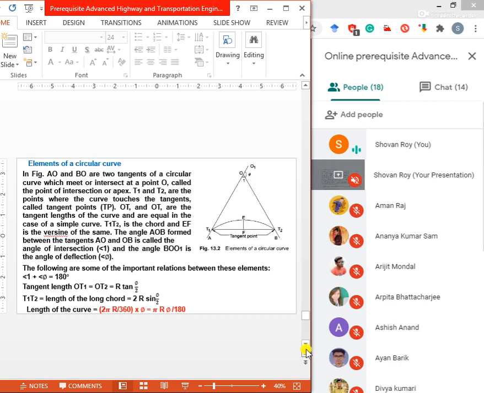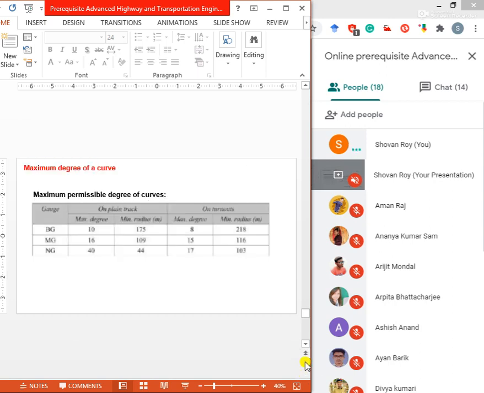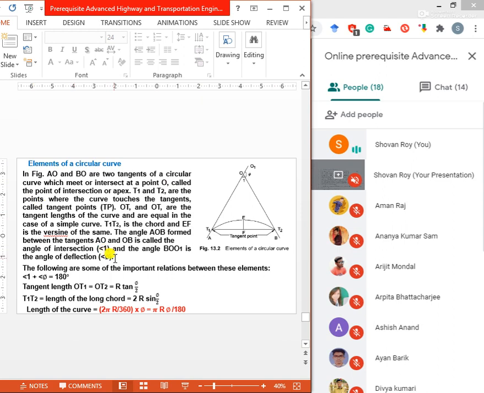After the maximum degree of curve, the elements of a circular curve.